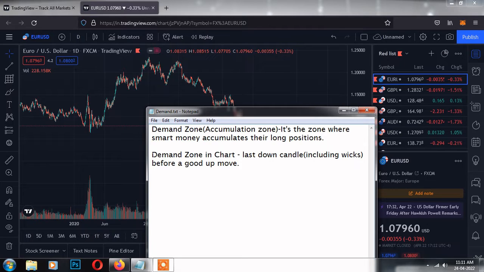So how can we find a demand zone in a chart? It is the last candle, I would say unmitigated. That means the market hasn't gone down since then. So it is the last down candle before a good up move. Now let's go find a demand zone in a trading view chart.